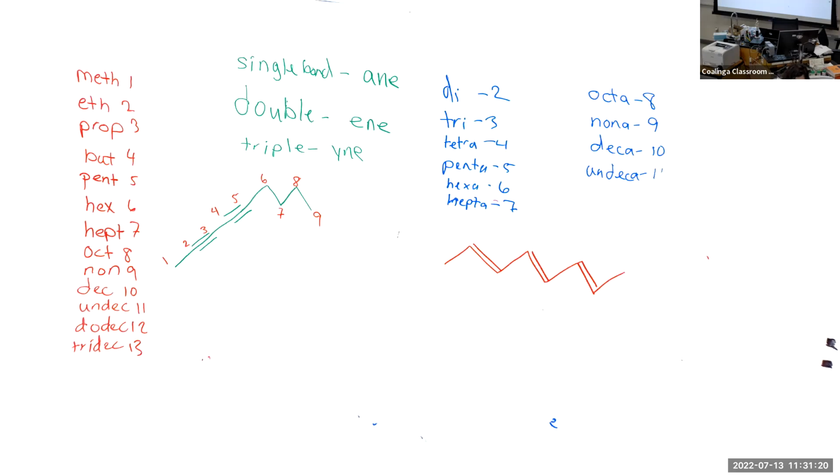Okay, so where am I going to start counting from? Actually, it works out to be the same either way I go, so I can start from either side. Okay, so that's right here. 1, that's 2, that's 3, that's 4, that's 5, that's 6, that's 7, that's 8. So you always want to count the longest carbon chain. That's 8, oct.